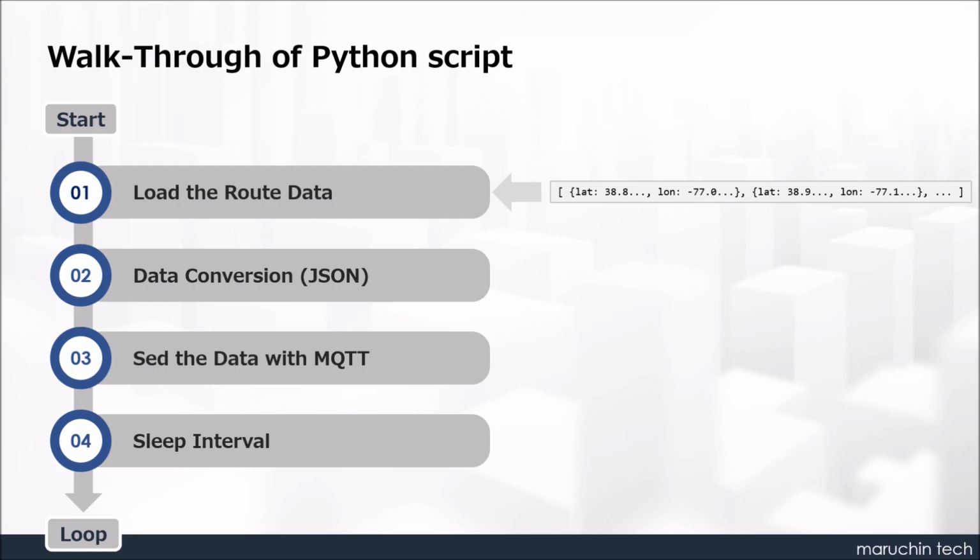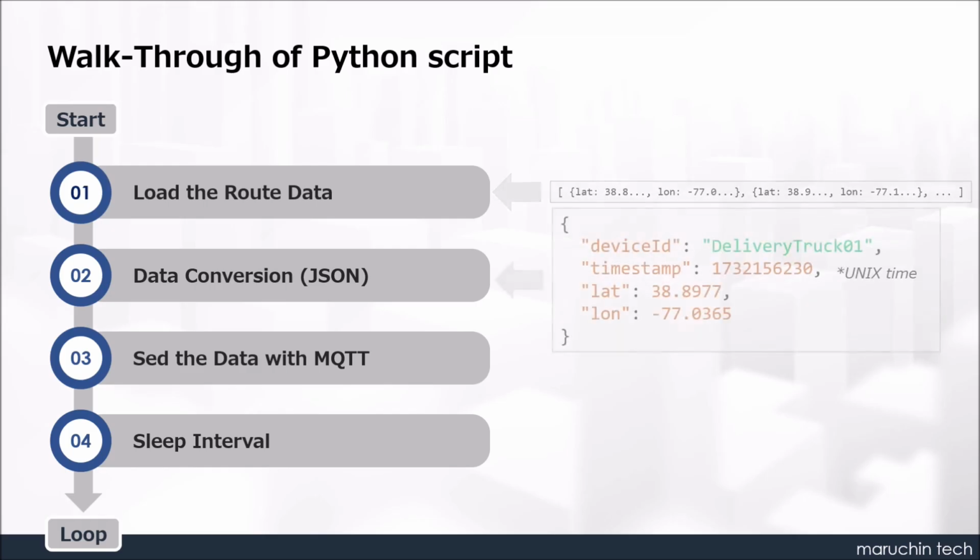First, we load the route data, which consists of latitude and longitude, as an array. These coordinates are defined as floating point numbers. We also capture the current time to use as a timestamp. Next, we convert the route data into JSON format. The JSON payload includes the device ID, timestamp, latitude, and longitude.